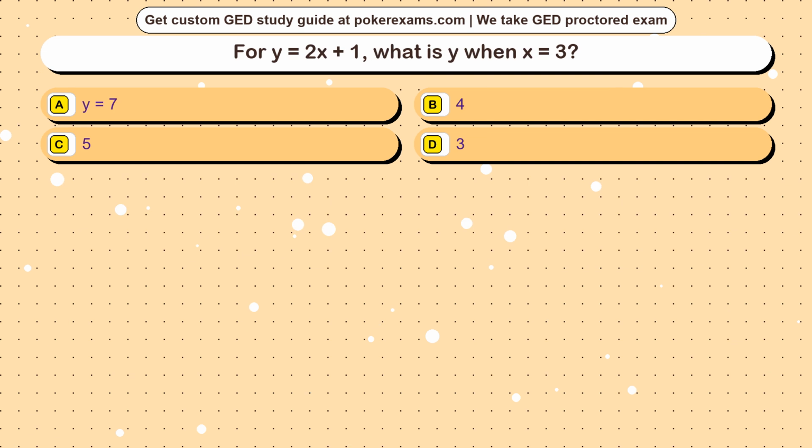Question 18. For y equals 2x plus 1, what is y when x equals 3? Option A, y equals 7. Option B, 4. Option C, 5. Option D, 3.